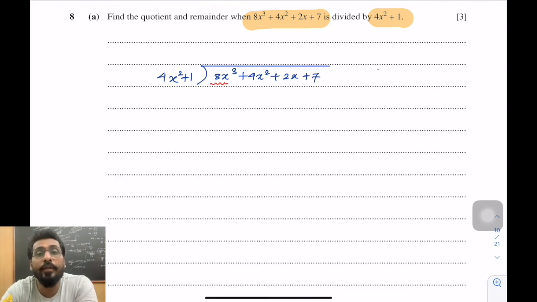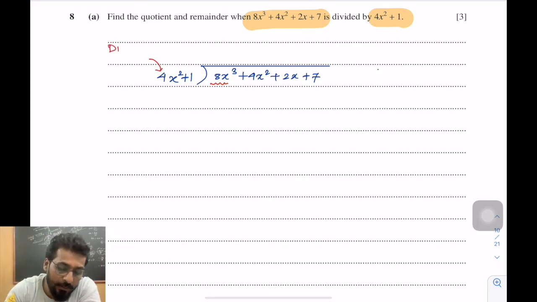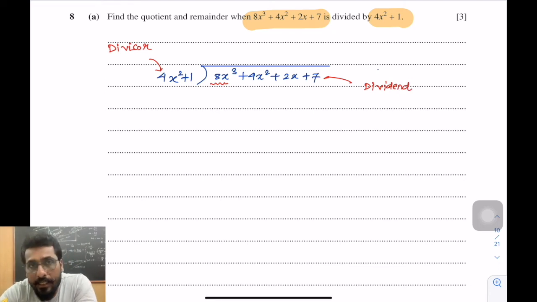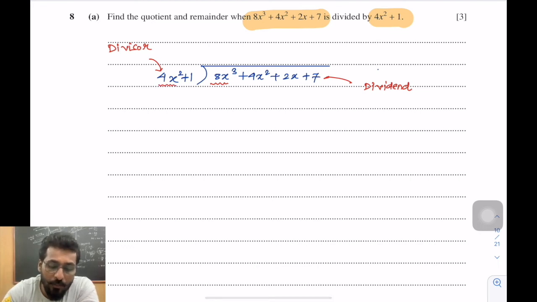So now you tell me, what's the first term? Always keep in mind that whenever you're going to perform polynomial division, you always write both of your expressions, the divisor and the dividend, in descending powers of the variable. The variable here is x, so you want to write in descending power of x. Very important, students. Okay, so the first term is 8x cubed. Here the first term is 4x squared. So you simply divide 8x cubed by 4x squared, and your answer is going to be what? It's going to be 2x.